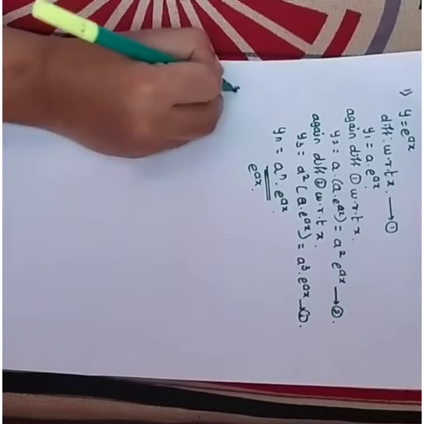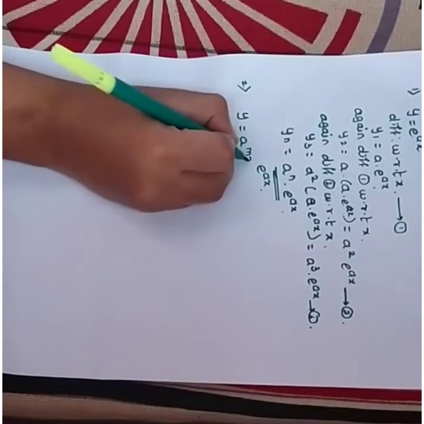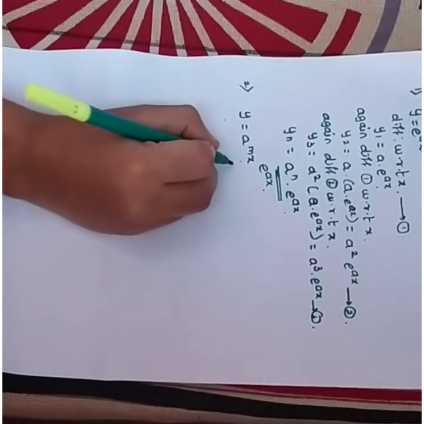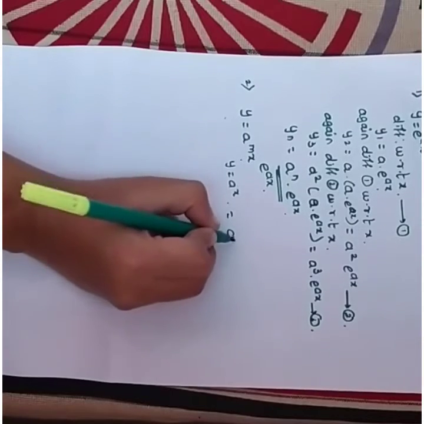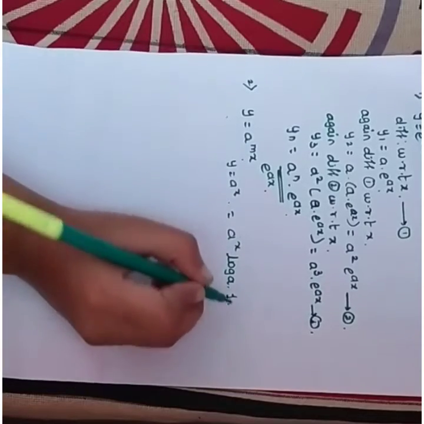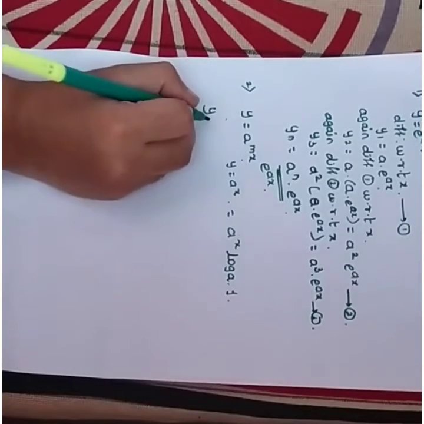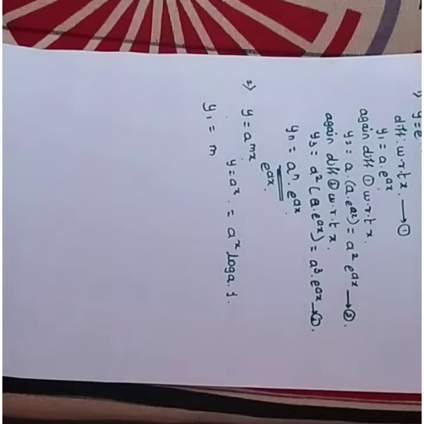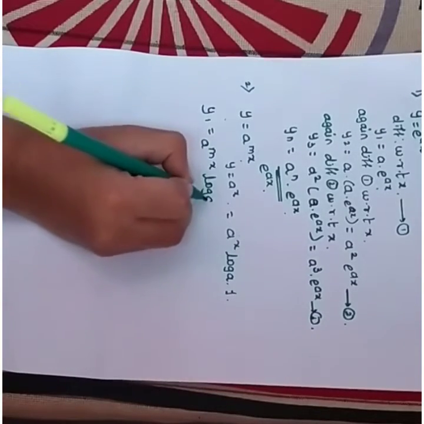We will move towards the second function, that is y is equal to a raised to mx. Now we have the formula for y is equal to a raised to x, that is equal to a raised to x into log a, and the x coefficient is 1, so we'll keep 1 as it is. Now we have to differentiate y is equal to a raised to mx, so y1 will be m into a raised to mx into log a.